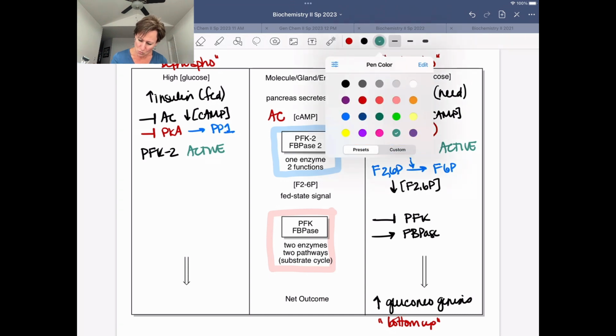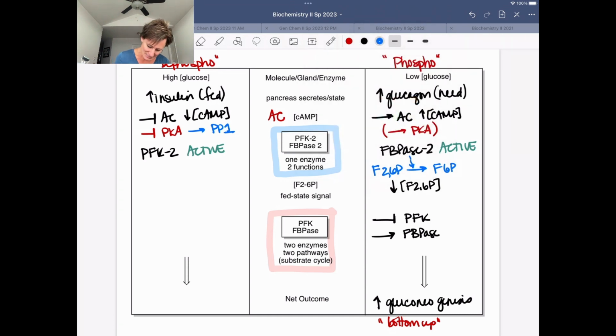But let's remember what this kinase is doing. It's taking F6P, and this enzyme is going to be converting F6P into F2,6-BP. So that means we are increasing the concentration of F2,6-BP. So we are increasing the concentration of that fed state signal. Okay, so let's talk about now what that allosteric regulator does for those two different enzymes, PFK, the rate determining enzyme in glycolysis, and FBPase, the rate determining step in gluconeogenesis.